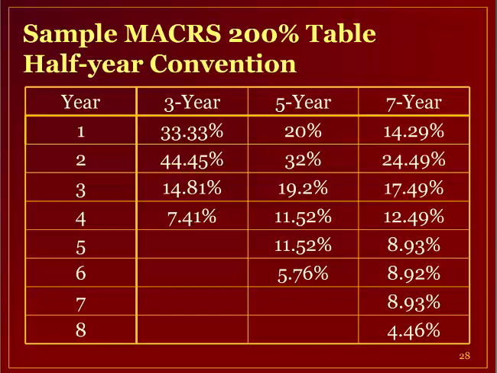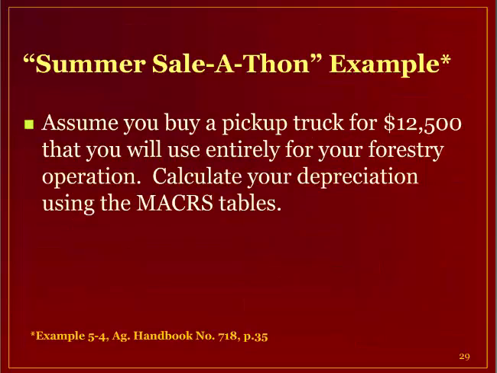Got a question for you. Why is there such a jump here between year 1 and year 2? Why would you get 20% the first year and 32% the next year? Remember the half-year convention? You're only able to claim 6 months this first year. That's why you end up with a 5-year recovery period that lasts 6 years. Okay, let's look at an example here.